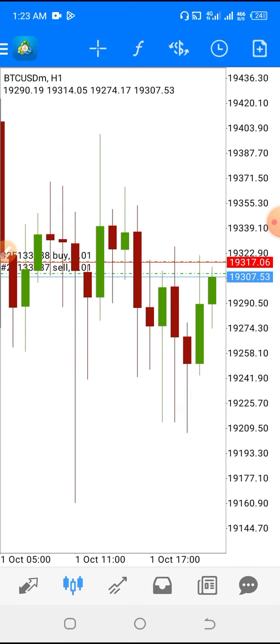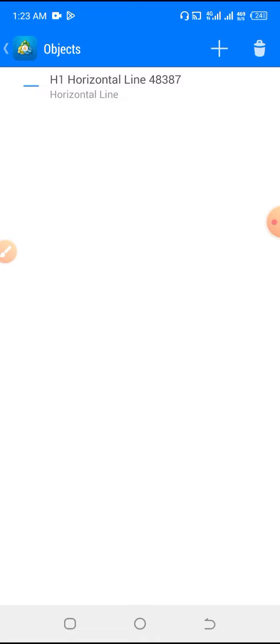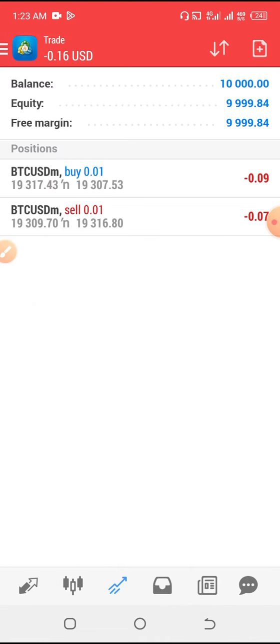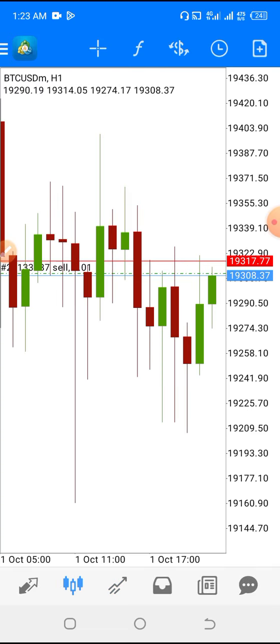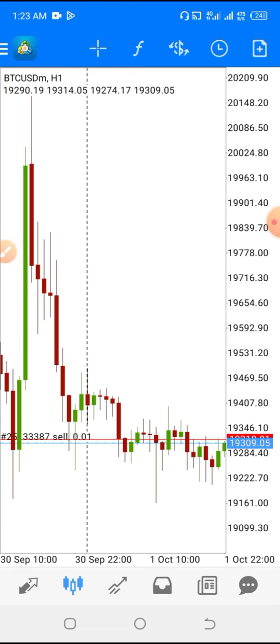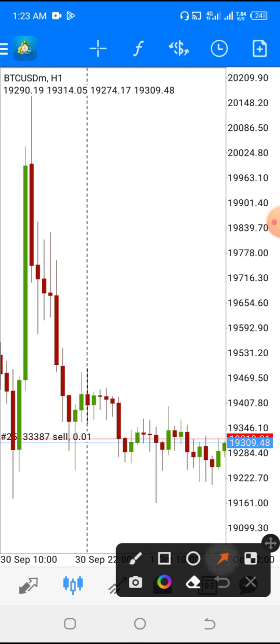Now I'm going to show you how to set a stop loss. Let's first take one trade at a time. Let's say I'm selling, so let's put a stop loss for the sale. Since I'm selling, I'm expecting price to drop down, so my stop loss is going to be above the current price.